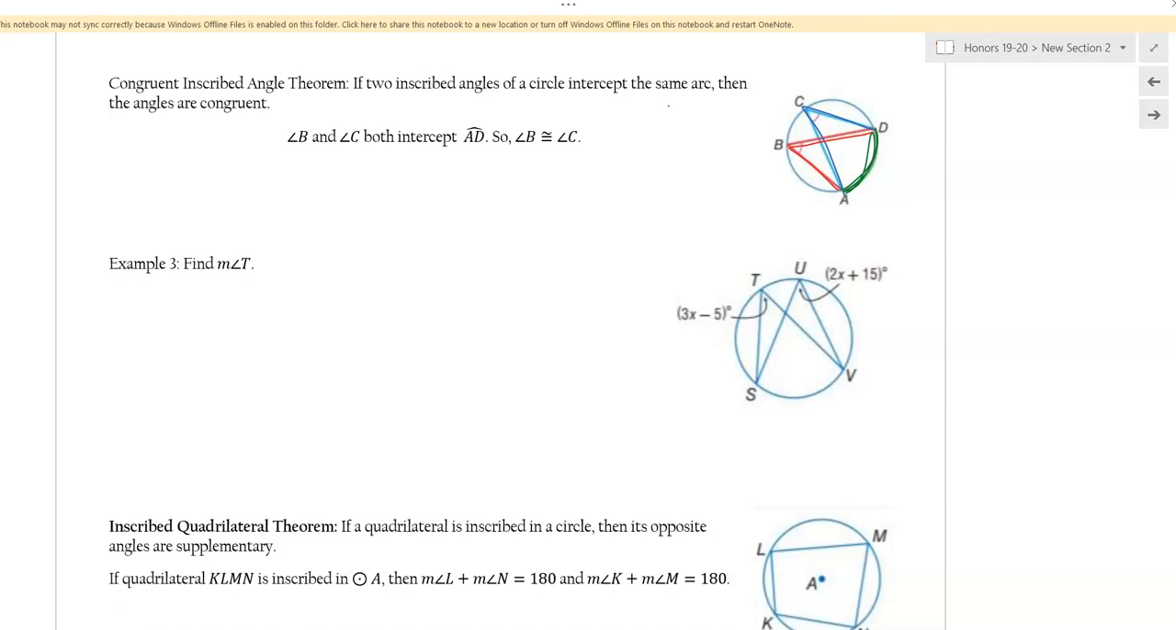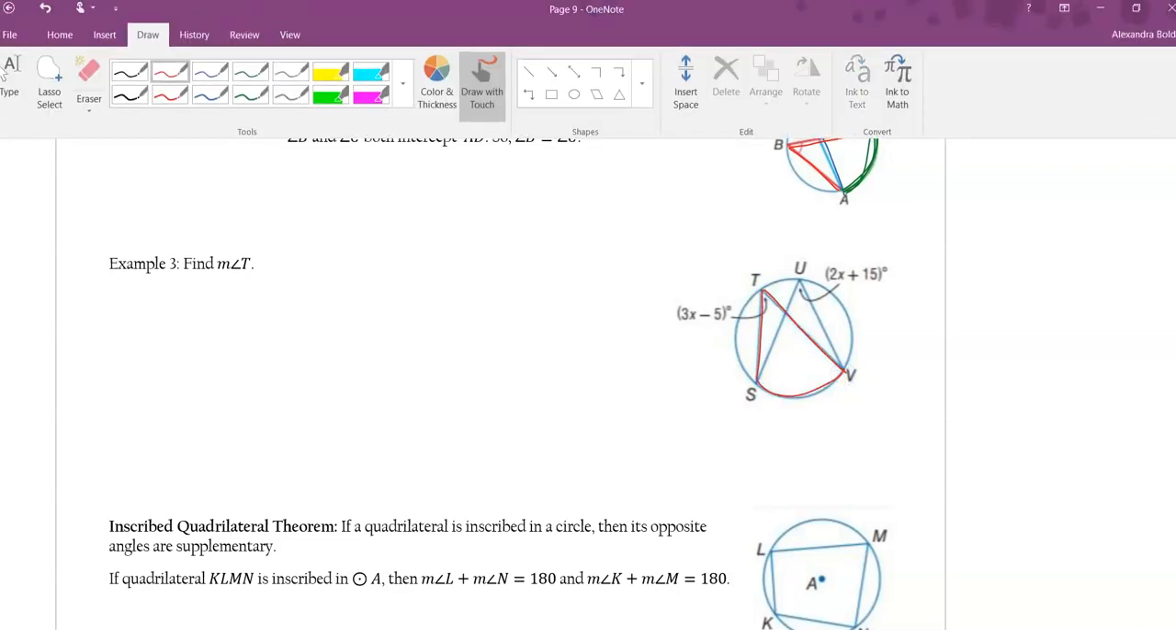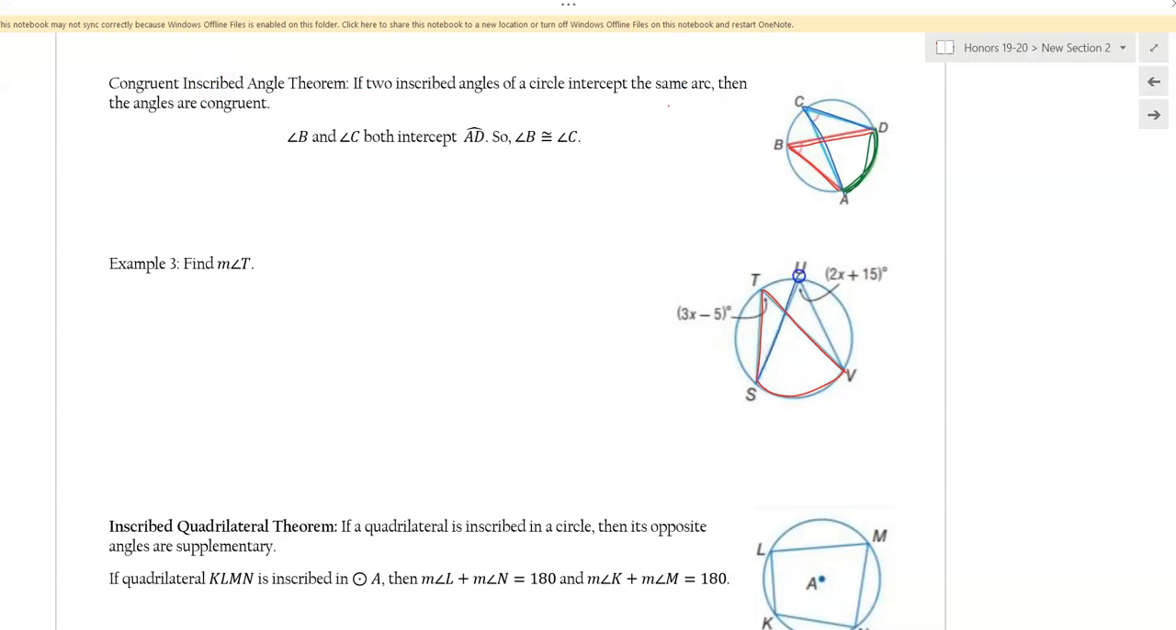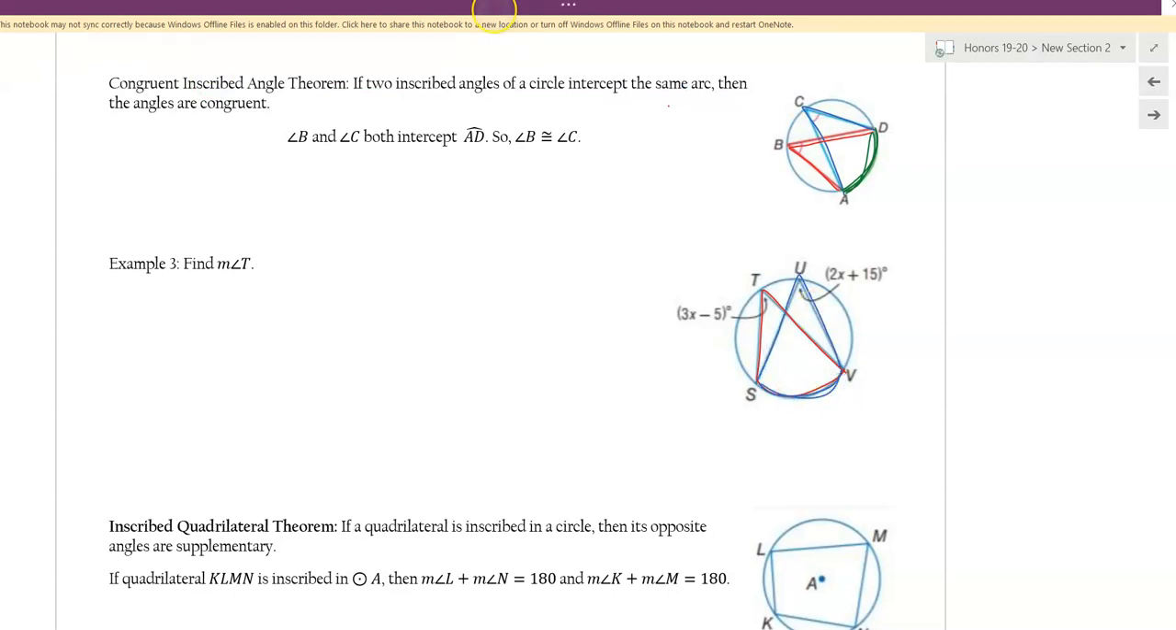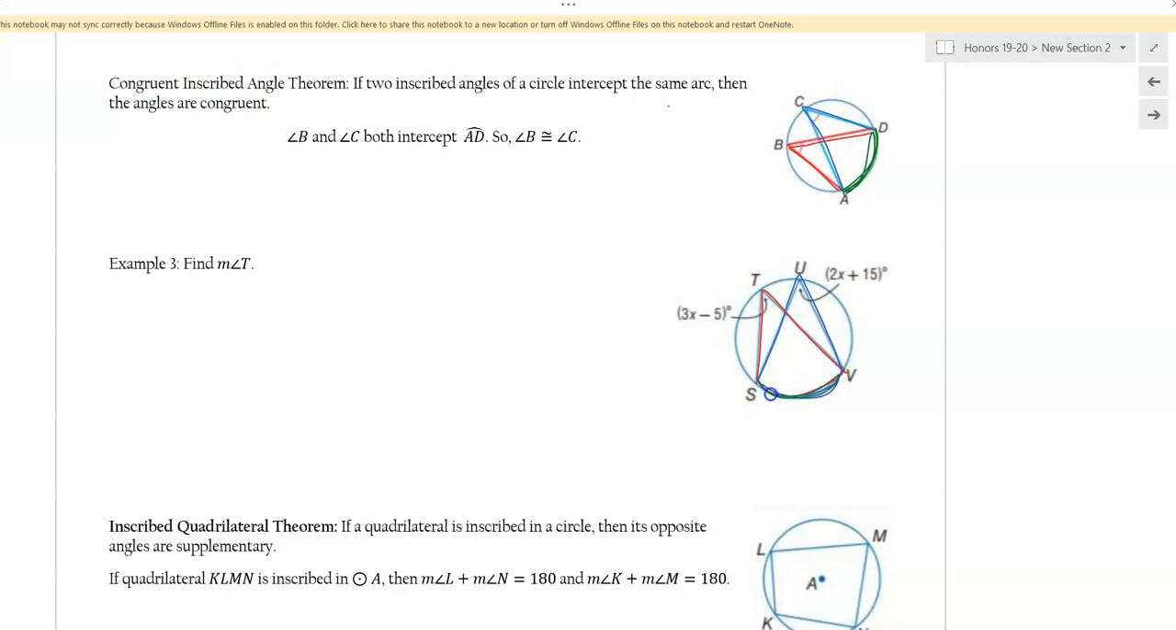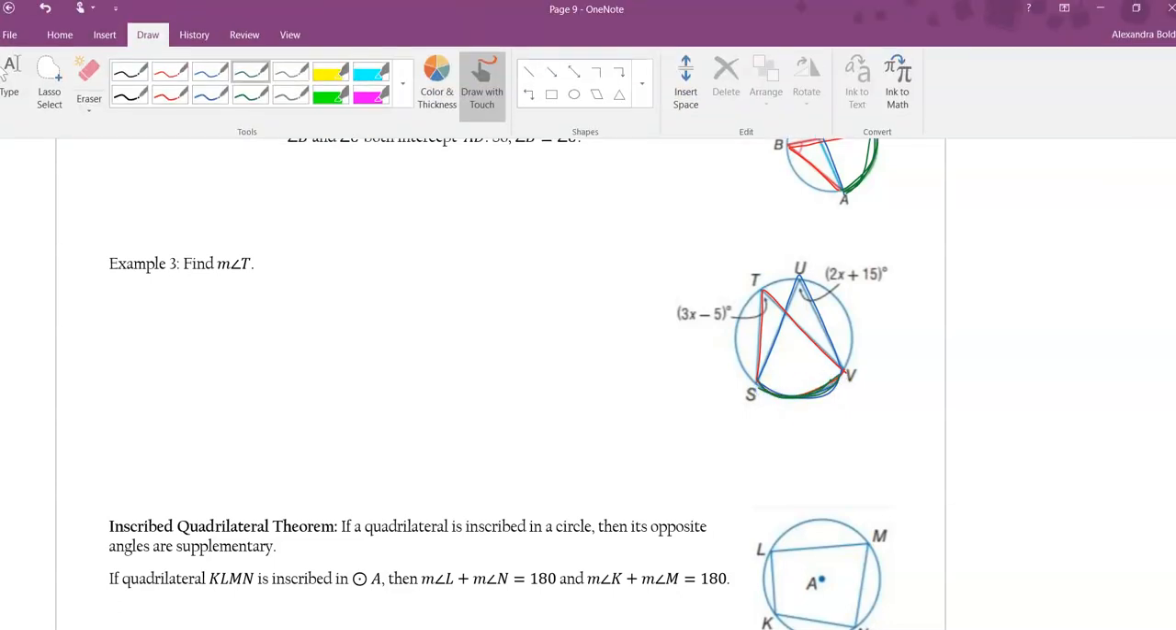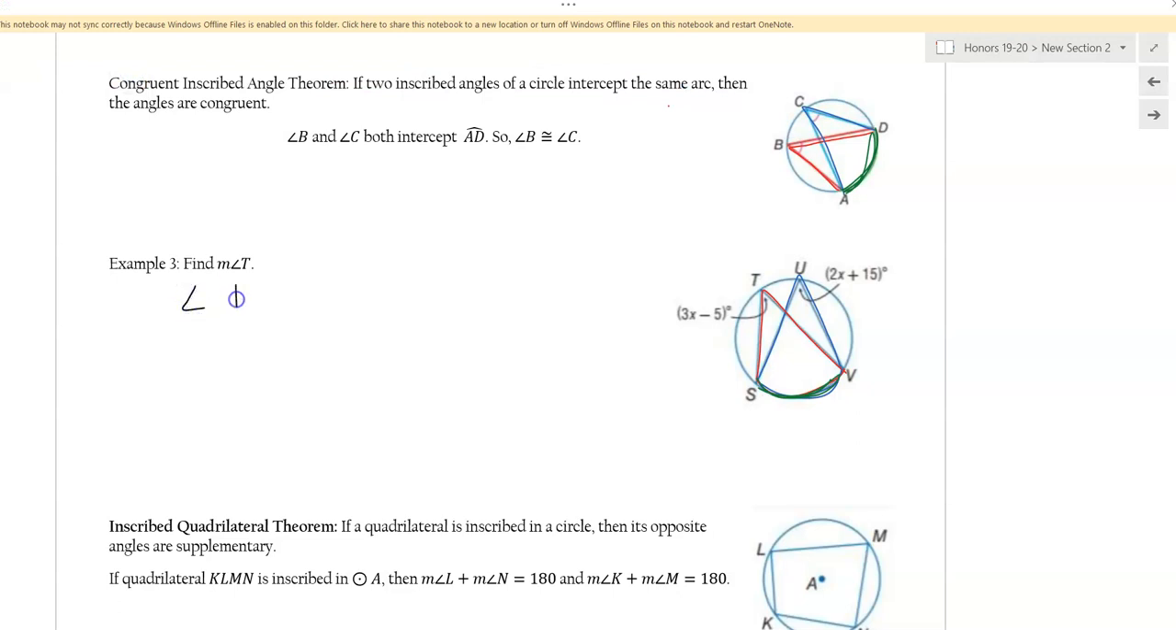Right? So if we look at example 3 here, angle T creates this arc. Angle U creates this arc. This arc is the same arc. So therefore, angle T is equal to angle U. Right? And so 3x minus 5, this should actually say congruent. Angle T is congruent to angle U. So 3x minus 5 is equal to 2x plus 15.